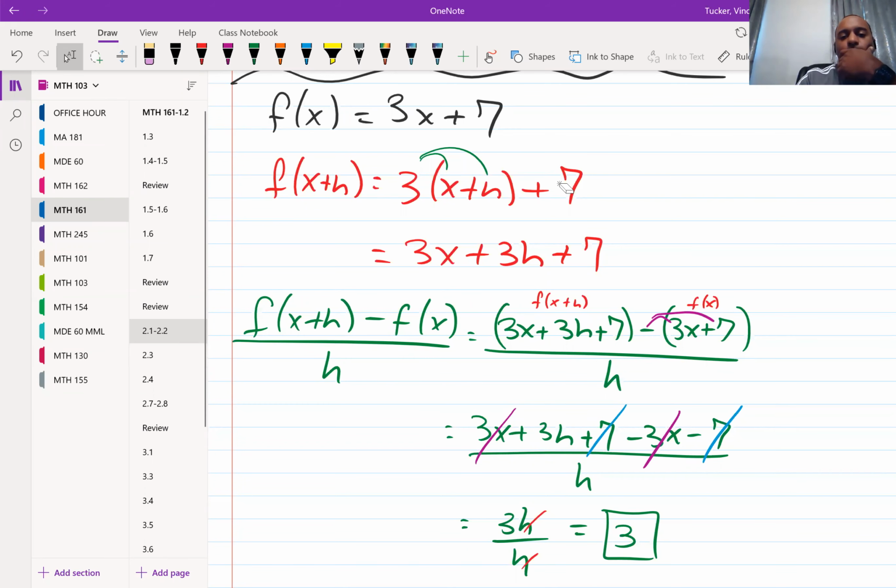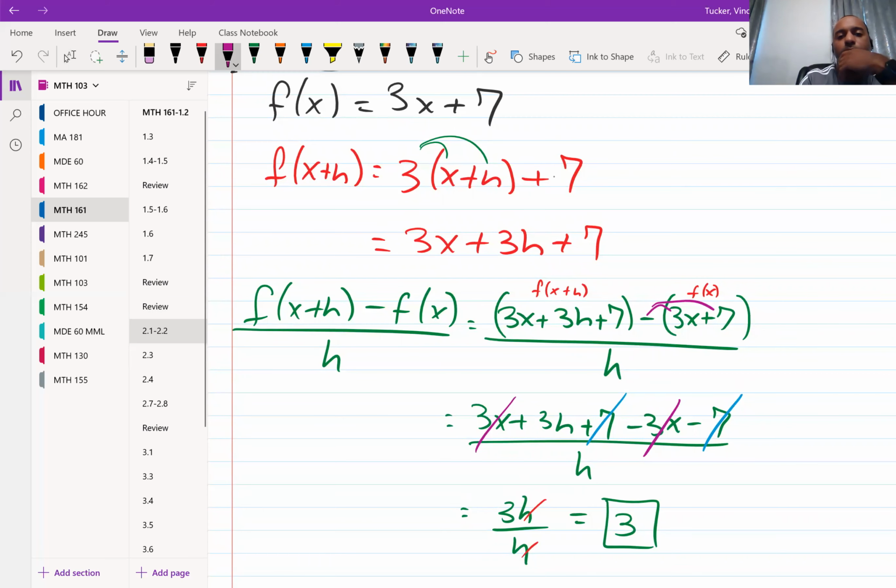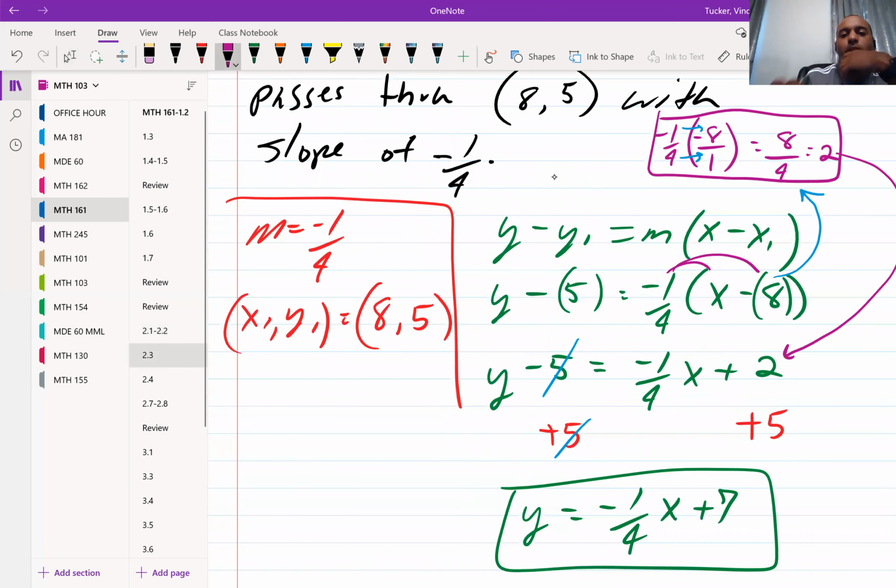All right, so that's it for 2.2. Before we go to 2.3, can I go to the next page? But still copying. All right.